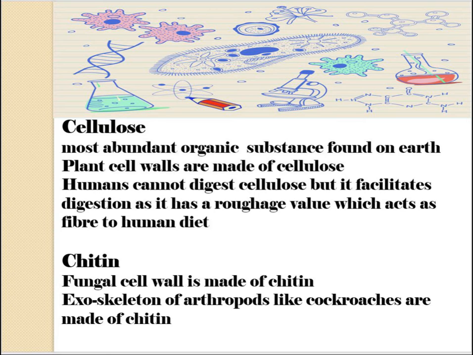Now the last one is chitin. It's a fungal cell wall, and we hardly eat that. The exoskeleton of arthropods like cockroaches is made of chitin. If you take a cockroach cell and cut it and examine the cell wall, you will get the chitin there. So these have been our carbohydrates and everything which is related to our exam process.